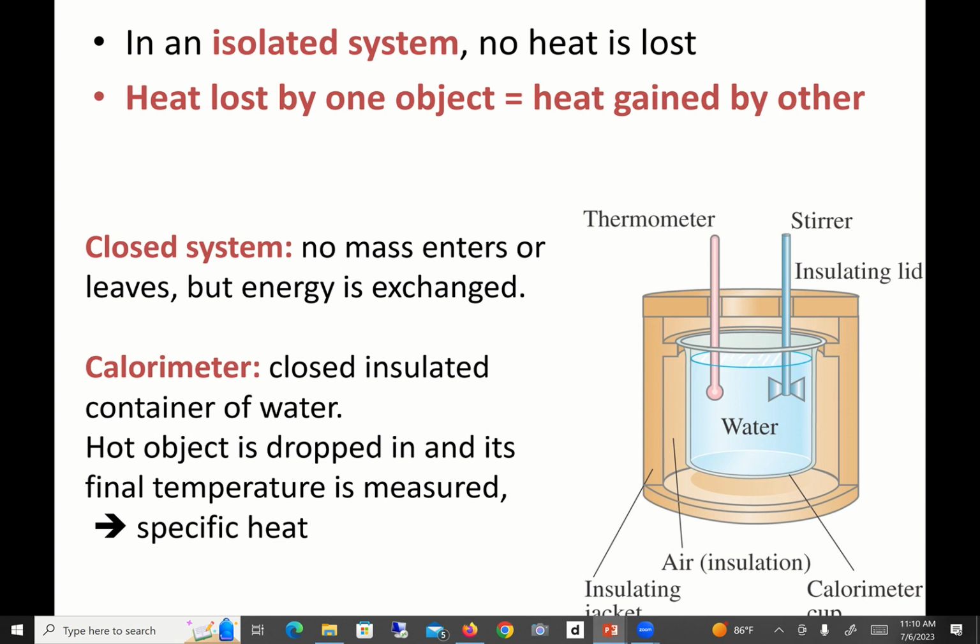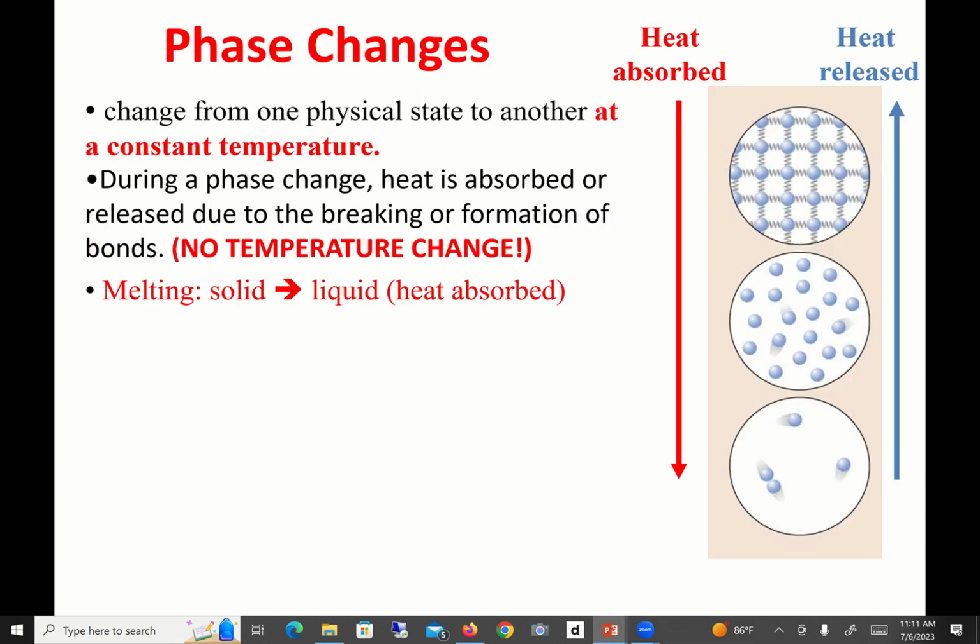So a calorimeter is just a closed, insulated container of water so that no heat can exchange and no material goes in or out. So it's both closed and isolated. In general, what we do is we drop a hot object into some water and we measure the change in temperature as it comes to thermal equilibrium with the water. And from that, we can get the specific heat of the material.